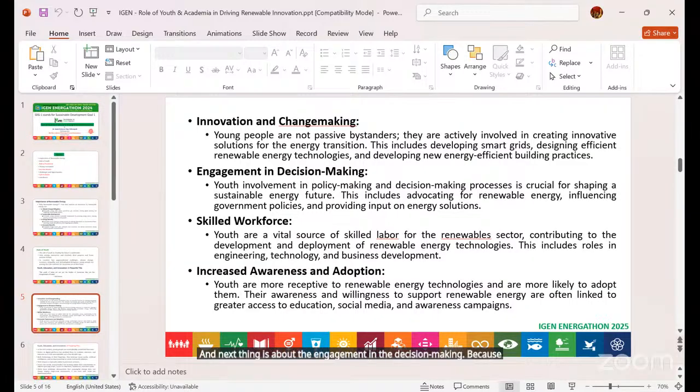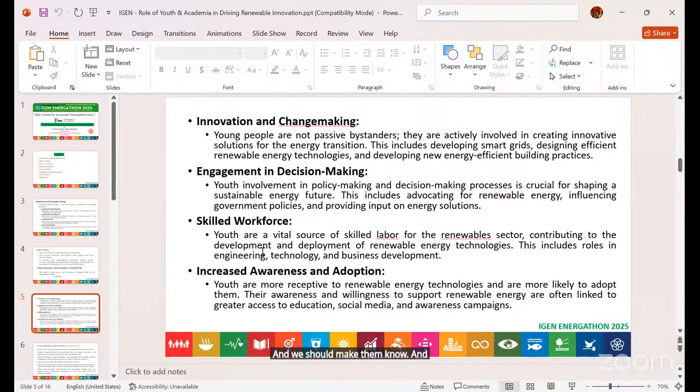The next thing is engagement in decision making. While they are involved in policy making and decision making processes, we should be crucial with them, guiding them to do it in the correct way. That is for shaping a sustainable energy future, which includes advocating for renewable energy, influencing government policies, and providing input on energy solutions. We can't say we can do it on our own, because policies already exist for power systems. So we need to identify the policies involved and make them aware of them.